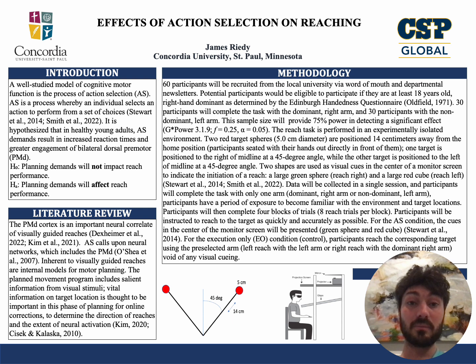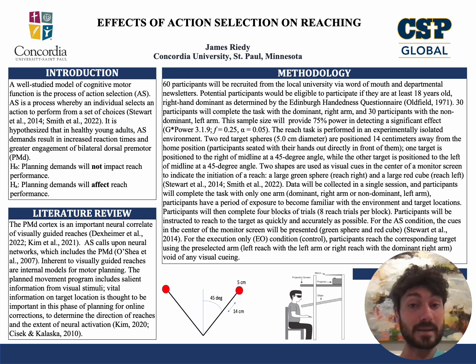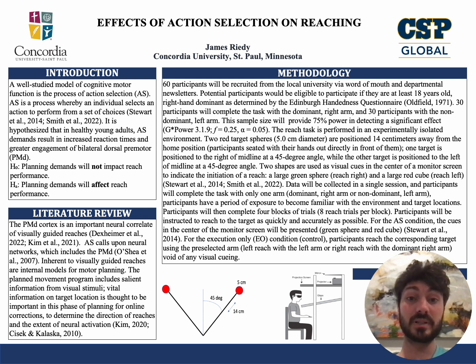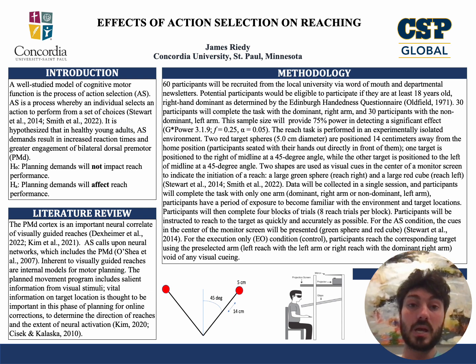The task will be completed in an isolated environment. There are two targets, a red sphere to the right, a red sphere to the left. They are 5 centimeters in diameter. They're both positioned 14 centimeters away from the home position. The home position is the participants seated in a chair, the same chair for all participants, hands out in front of them on a table on a smooth surface. So each participant must start at the same home position that is marked on the table.